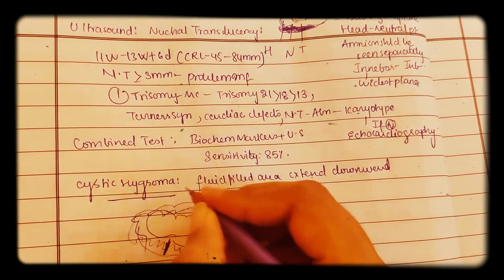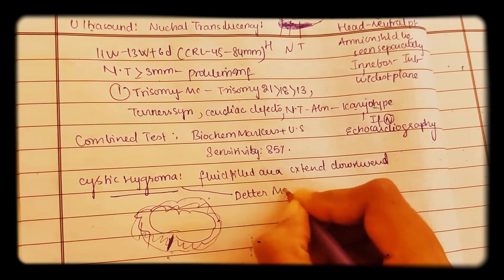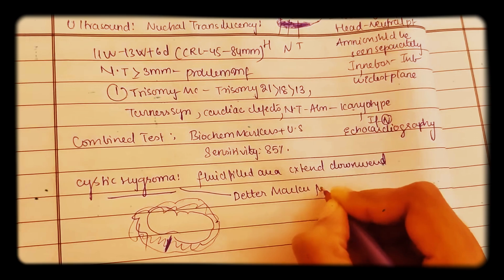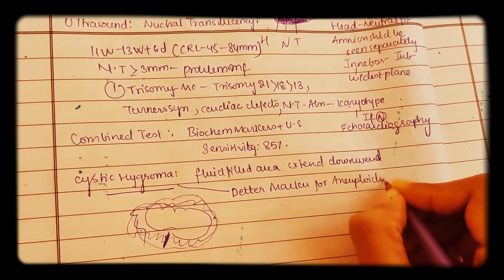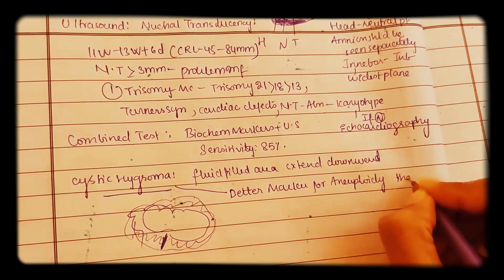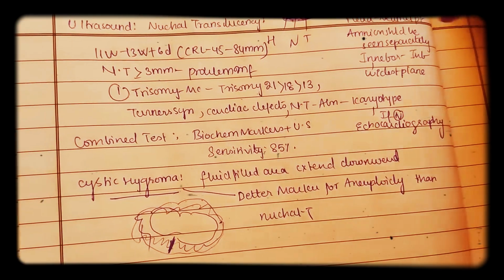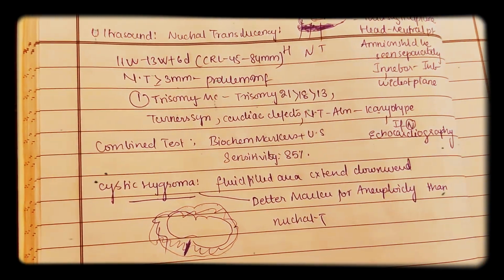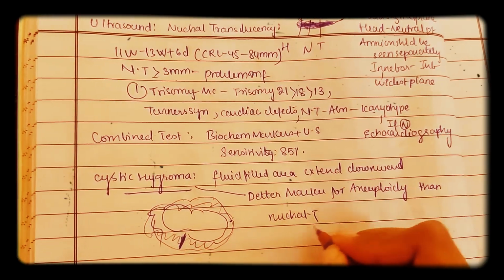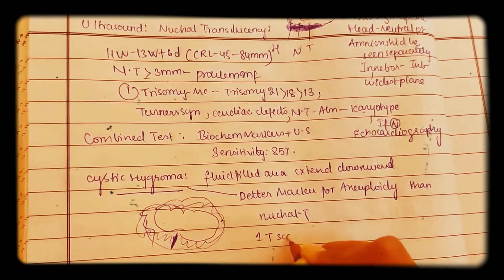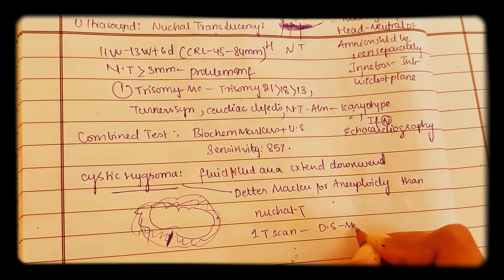Very important. Cystic hygroma is a better marker for aneuploidy, that is any chromosomal defect, than nuchal translucency. Okay, so now let us see, if this cystic hygroma is seen in the first trimester scan, then it may indicate Down syndrome, which is the most common.